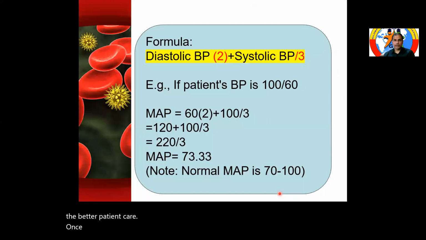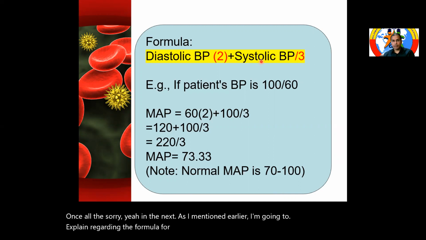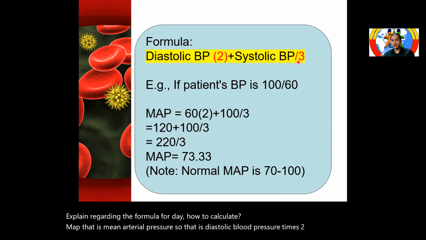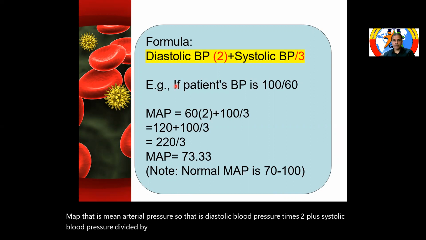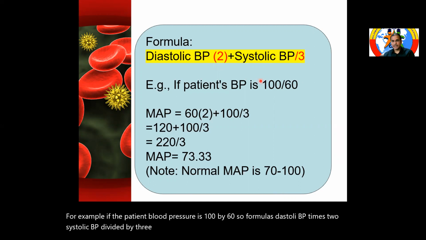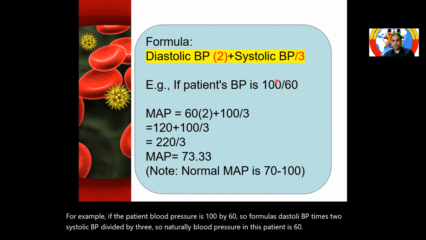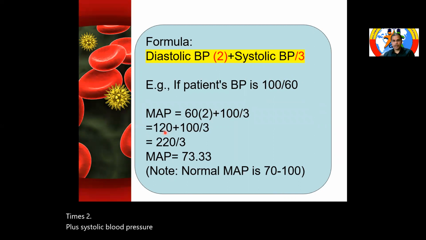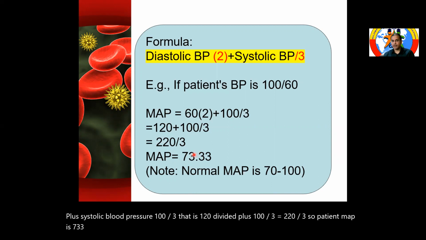As I mentioned earlier, I'm going to explain the formula for how to calculate the MAP, that is mean arterial blood pressure. So that is diastolic blood pressure times 2 plus systolic blood pressure, divided by 3. For example, if the patient's blood pressure is 100 by 60, the diastolic blood pressure in this patient is 60 times 2, that is 120, plus systolic blood pressure 100, divided by 3. So equals 220 divided by 3. So the patient's MAP is 73.33, approximately 73. And remember, normal MAP is 70 to 100.